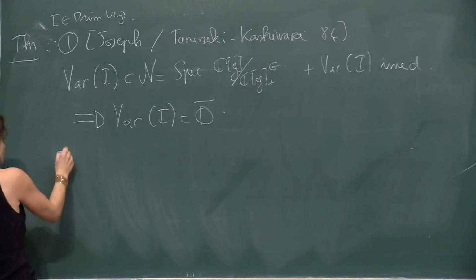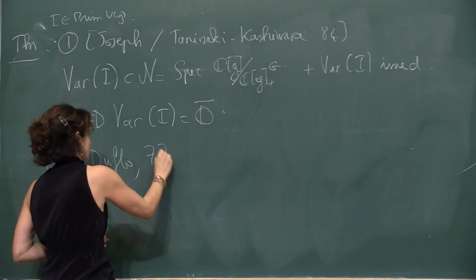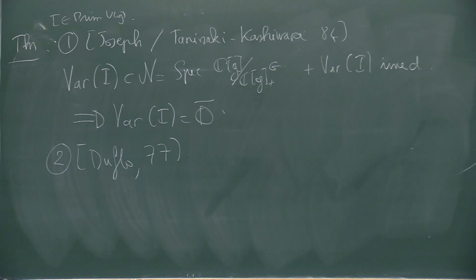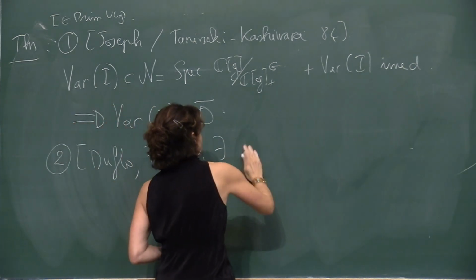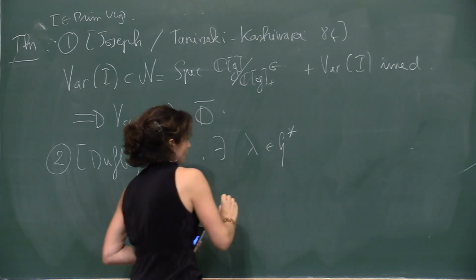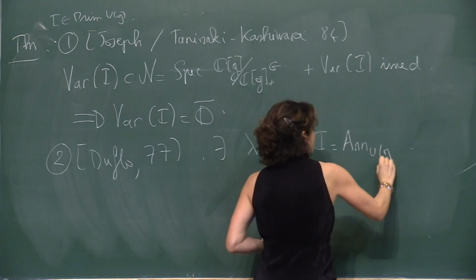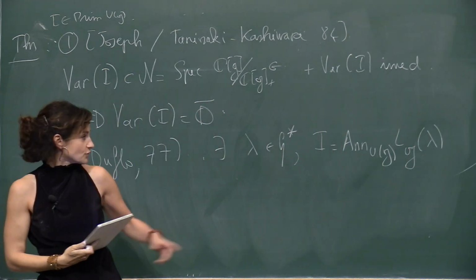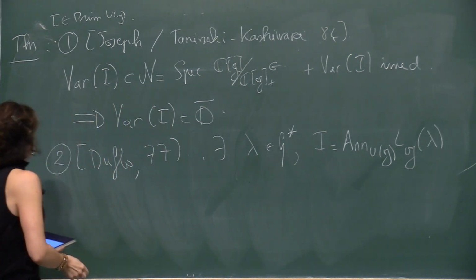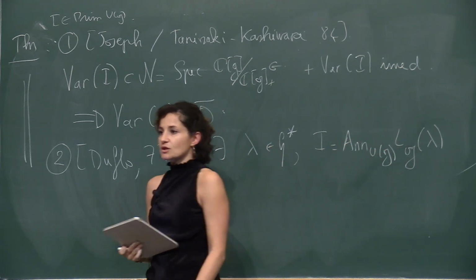And the second, which is due to Duflo, says that if I is primitive, this is actually the annihilator of some irreducible highest weight module. So there exists some lambda in the dual of a Cartan subalgebra of g such that I is the annihilator of L(lambda), so this is my notation for the irreducible highest weight representation associated with lambda. All right, so there is no, of course, uniqueness here, but you have a precise description in some sense.